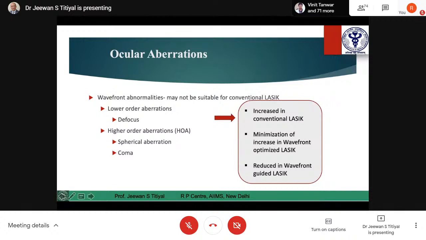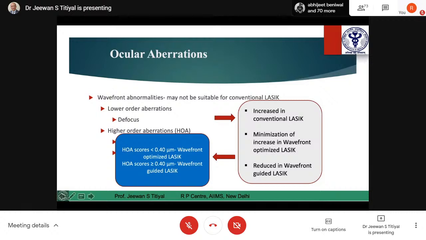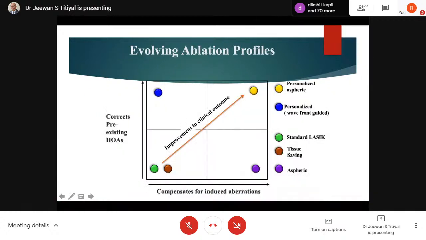So normally if you do a routine conventional LASIK, which we had earlier in the 90s, most patients' refractive error will be corrected, but the quality of vision was never good in these patients, which has now improved by looking into correcting their aberrations. So you can measure their aberrations beforehand. If you have a higher order aberration less than 0.4 microns, then aspheric or optimized treatment can be done. If you have a higher order aberration more than 0.4 microns, then wavefront guided LASIK can be done in these patients.